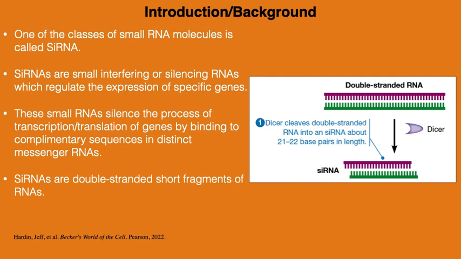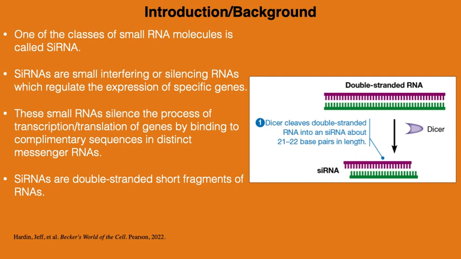So let's talk about the introduction and background of siRNA. One of the classes of small RNA molecules is called siRNA, and these are small interfering or silencing RNAs that regulate the expression of specific genes. They do it by silencing the transcription or translation of genes by binding to the complementary sequences in distinct messenger RNAs.